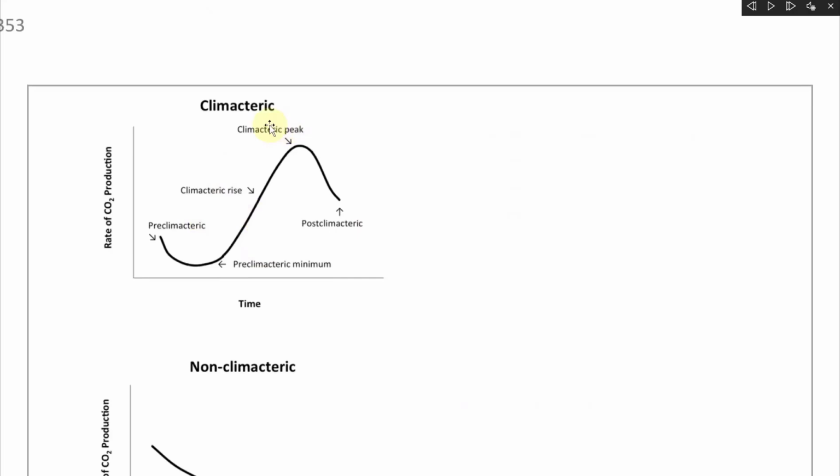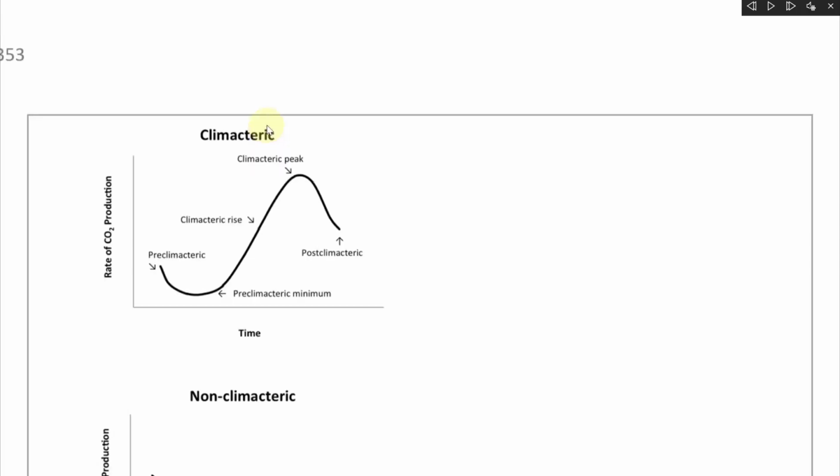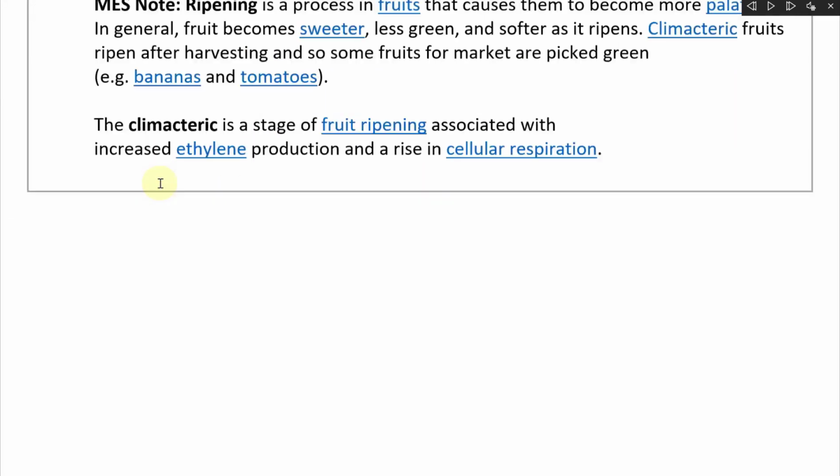So what you have is climacteric. You have a setup like this: pre-climacteric, then the pre-climacteric minimum, and then a climacteric rise, usually after picking, after harvesting. Then there's a climacteric peak, and a post-climacteric phase where CO2 production slows down. So that's climacteric, such as tomatoes and bananas.